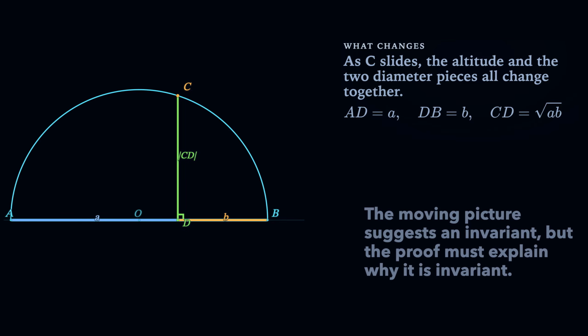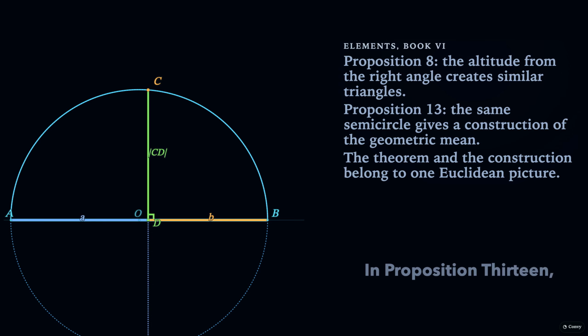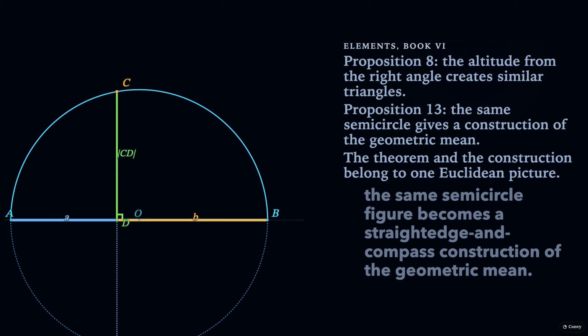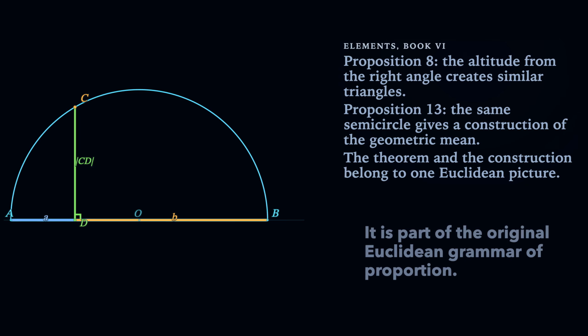Euclid gives this point of view in the Elements, Book VI. In Proposition 8, the altitude from the right angle produces triangles similar to the whole and to one another. In Proposition 13, the same semicircle figure becomes a straight edge and compass construction of the geometric mean. So this picture is not a modern trick. It is part of the original Euclidean grammar of proportion.